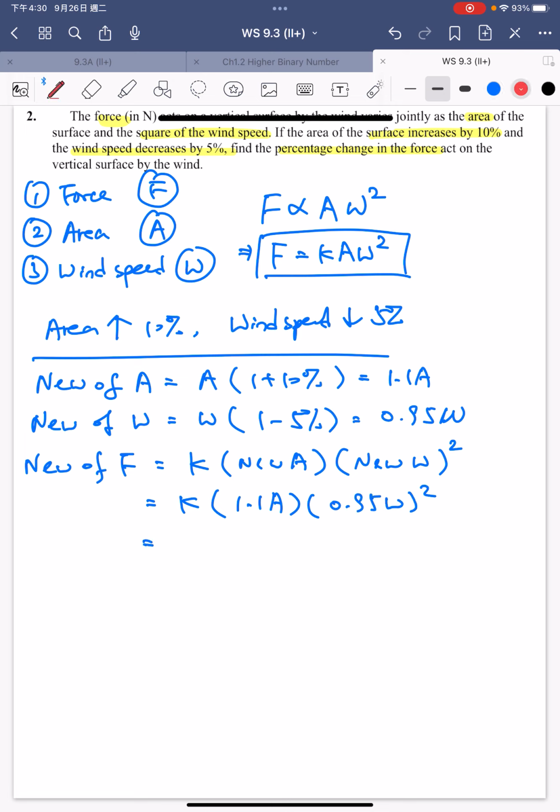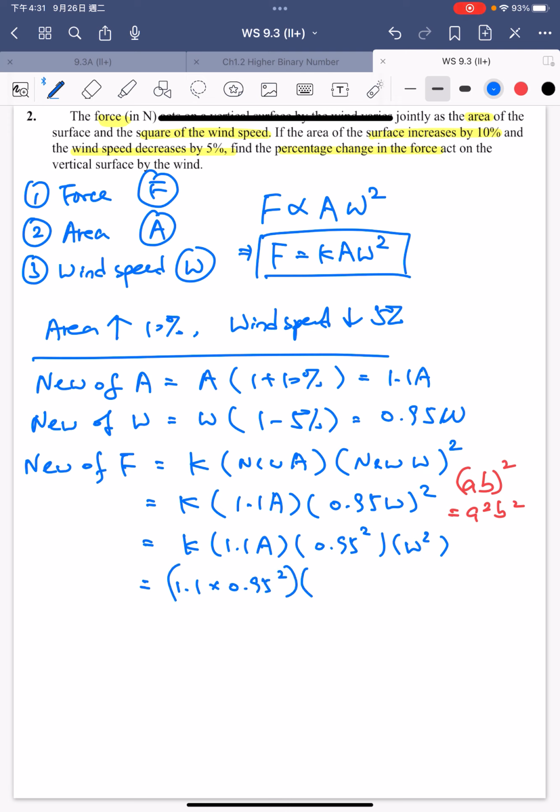For this part, we can use the rule that (AB) squared is equal to A squared times B squared. Then we can calculate K times 1.1A times 0.95 squared times W squared. Then we can take out our numbers. Then we have 1.1 times 0.95 squared, times KAW squared.